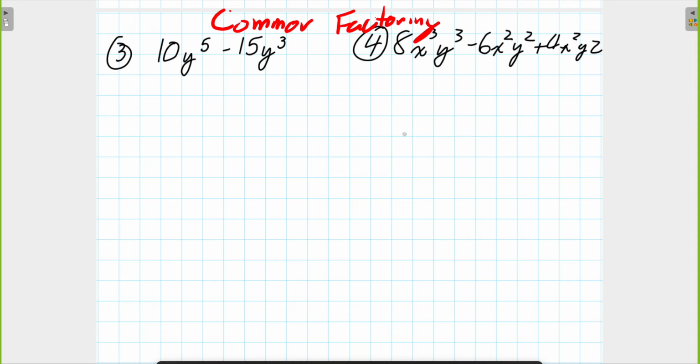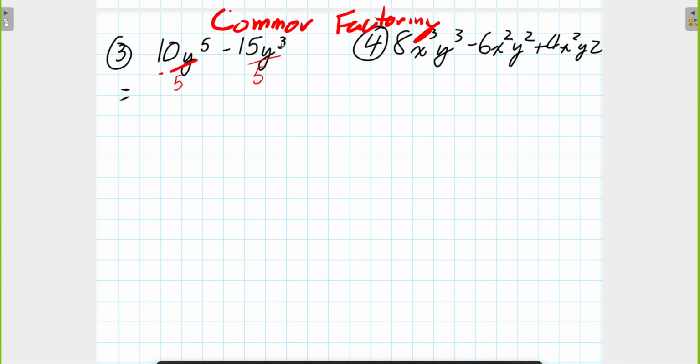Okay, common factoring. In this case, we have two questions that are a little more difficult here. I'm going to try to do this the faster way. Very quickly, we have our coefficients, so 10 and 15. We're looking for the largest common factor. In this case, I can tell you that's actually going to be the number 5. So we're going to divide both of these by 5.